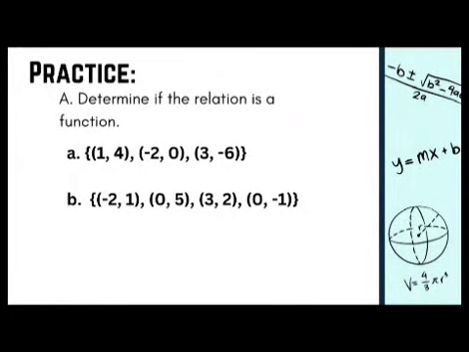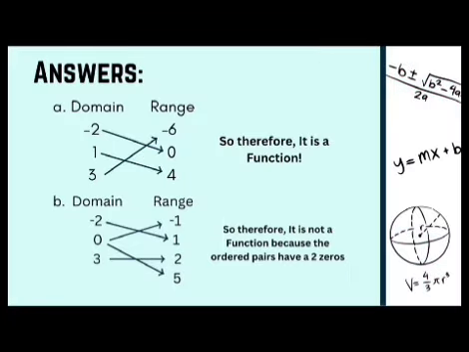So let's practice. Determine if the relation is a function. Letter A: (1, 4), (-2, 0), (3, -6). Letter B: (-2, 1), (0, 5), (3, 2), (0, -1). So this is the answer.